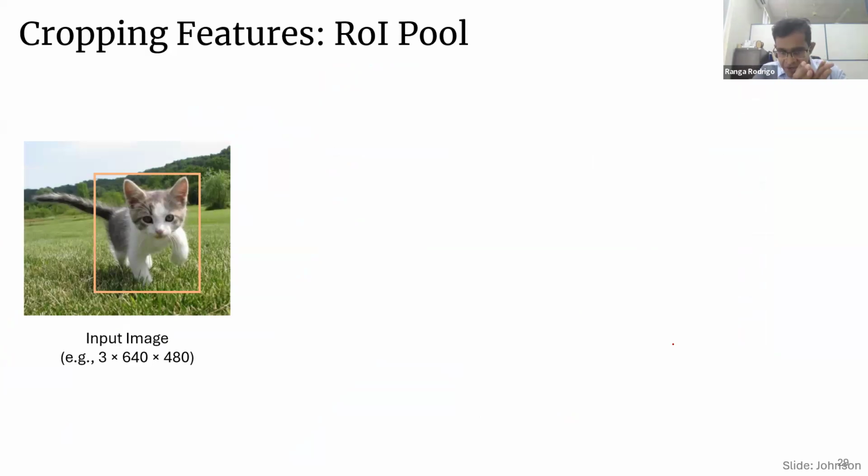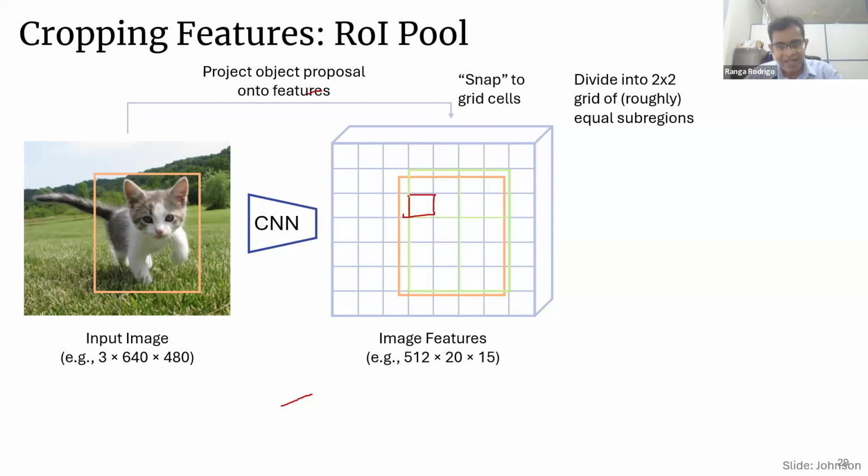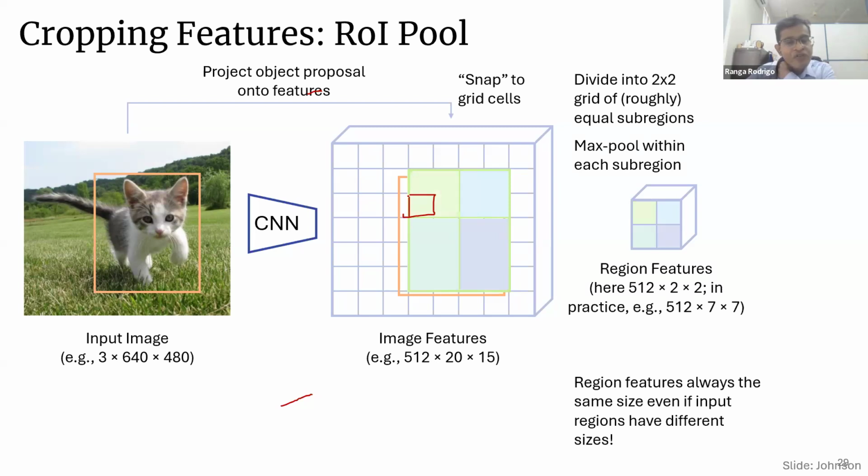For the region of interest, features must be extracted. So we run the convolutional neural network to get the features, and then we project the region proposals onto the network. Now you can see that the region proposals do not exactly overlap with the boundaries of the image feature map. So you have to do some snap-to-grid step. You snap them, divide into 2 by 2 roughly equal subregions, and then max pool within each subregion. This is called ROI pool.